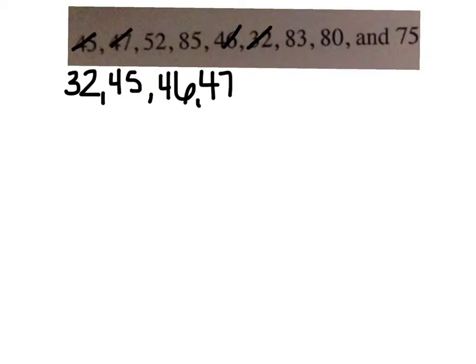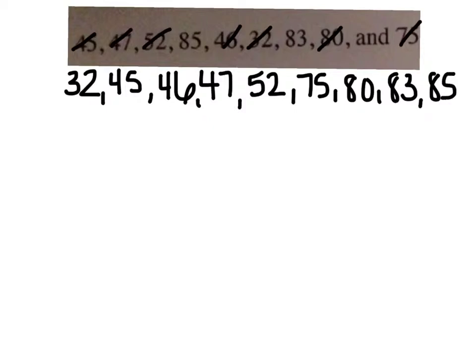When we're making a box plot, the first step you need to do is put your numbers in order from least to greatest. Alright, so what we're going to do is just start sorting here. And I'd like you to copy this down. If you weren't planning on it, go ahead and do that now. We've got 32, 45, 46, and 47. Then I jump up to 52, 75, 80, 83, and 85. And I've got all my numbers set here.